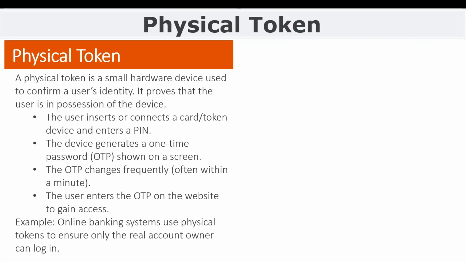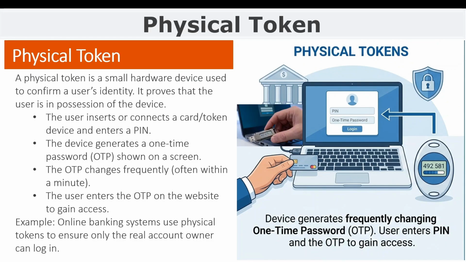Next is the physical token. A physical token is a hardware device that is used to confirm a user's identity. It provides a user that has possession of the device an OTP, or one-time password. When the user inserts that card or token device into the computer, as we see here, it could be a token in the form of a pen drive or a card, the token is generated, and the person needs to enter the token.